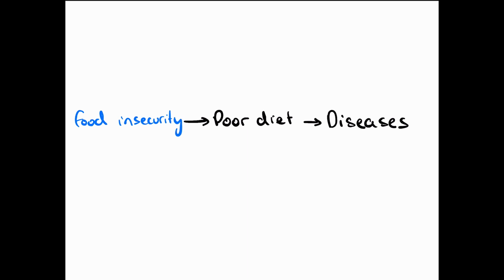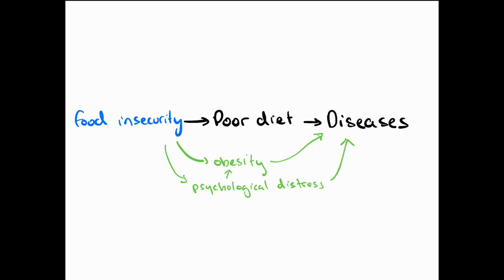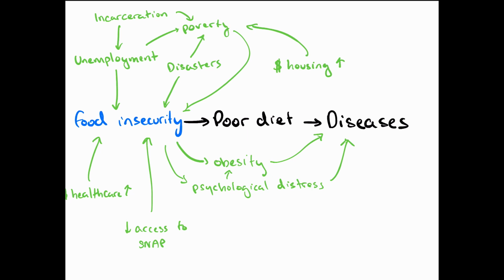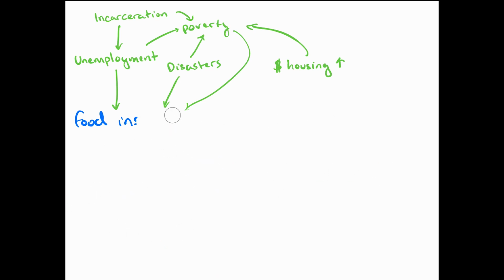Now, a number of factors can be at play here. For example, obesity can be caused by food insecurity that can separately cause disease. Psychological distress can also cause obesity. We know that unemployment and disasters can cause food insecurity, and they can also independently cause poverty. Incarceration and pretrial custody can cause unemployment and can also cause poverty. High housing costs, high healthcare costs, lack of access to SNAP programs, these are all things that could play a role in causing food insecurity, which can then lead to a poor diet, which can then lead to a plethora of disease.